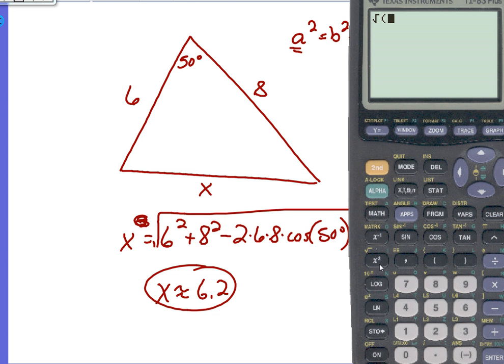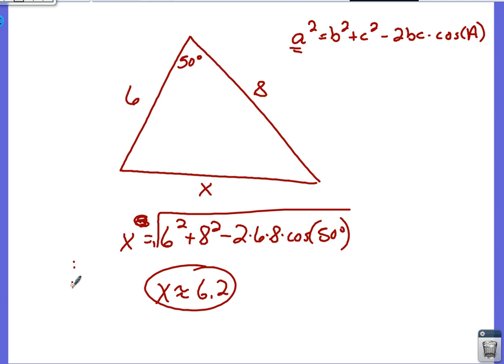So you got the square root of 6 squared plus 8 squared, minus 2 times 6 times 8, times the cosine of 50. Close parentheses for the cosine, close parentheses for the square root. Got 6.2. So just double check me, Teeter, and see if you can figure out where you missed it.